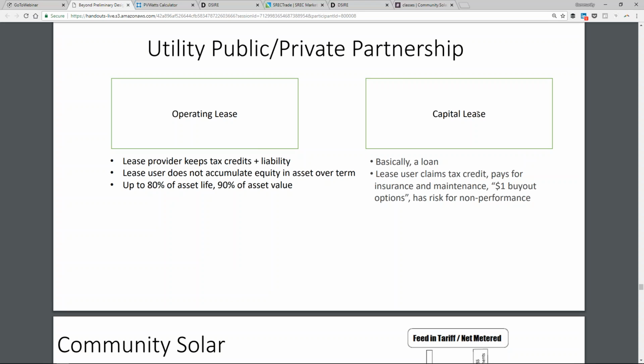A capital lease is basically a loan where, for all intents and purposes, the lessee, the one who's making the loan payments, is the owner of the system. They're going to claim the tax credits. They're going to claim the depreciation. And at the end of the lease, the equipment is usually bought for below market value, like $1. So whenever there's a lease agreement where there's a buyout for $1 at the end of the lease term, that's a capital lease.